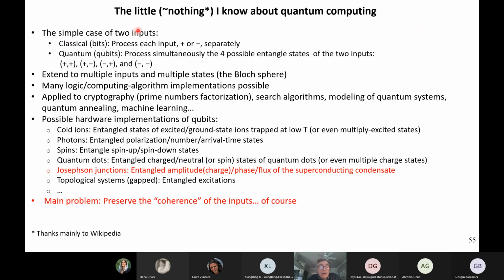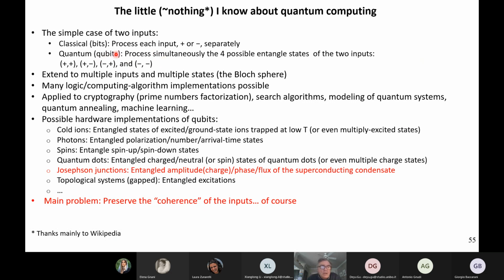So the basic idea, as far as I understand it, of quantum computing is that in a classical computer, if you have two inputs, you have 2 bits. These inputs can be 0, 1, up or down, whatever it is, plus or minus, as we call it here. And we process each input separately. So you input plus and you see what comes out, you input minus, you see what comes out.